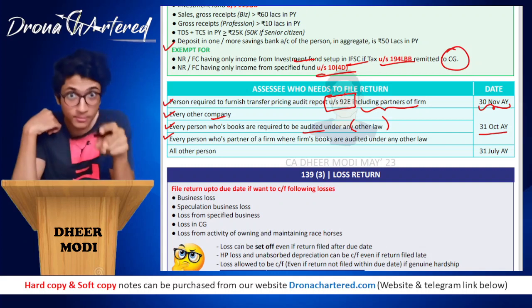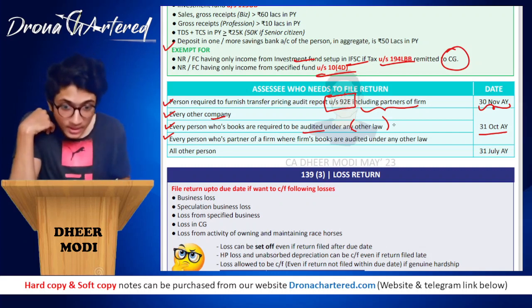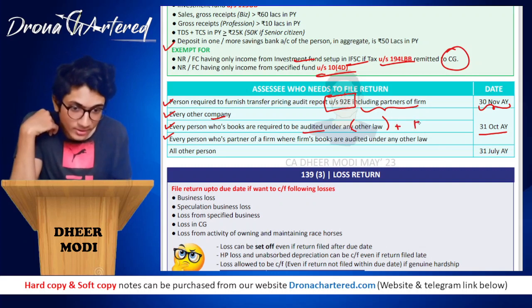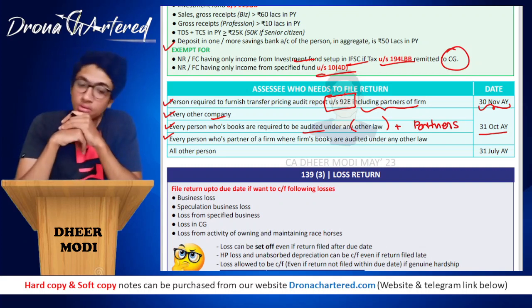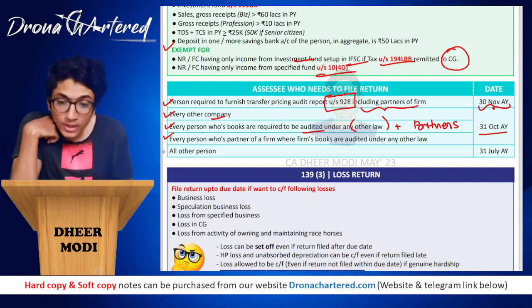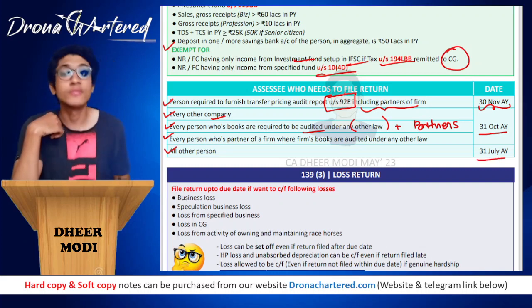That means that particular entity whose books have to be audited. And if I wanted to make it easier, I could have written partners. So for all of them, it is your 31st October. Okay. For all other SSCs, for all other persons, it is your 31st July of the assessment year.